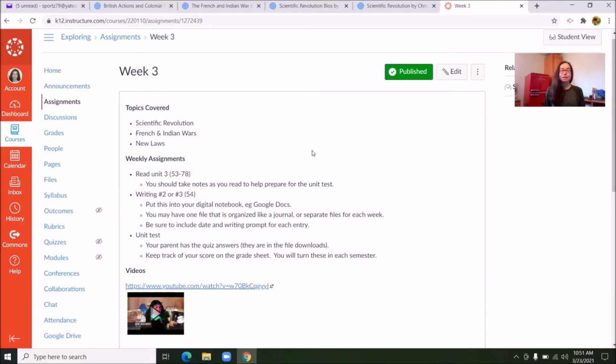And you have your unit test. Your parent has the quiz answers. Those are in the file downloads. Be sure to keep track of your score on the grade sheet because you'll want to turn those in each semester.